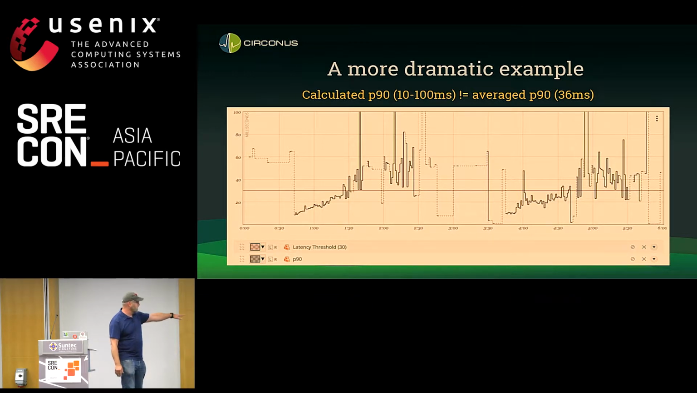This is a different graph. We're only looking at 6 hours here. But each one of these lines in the line graph is actually the 90th percentile over every exact sample in that exact window when it was delivered.